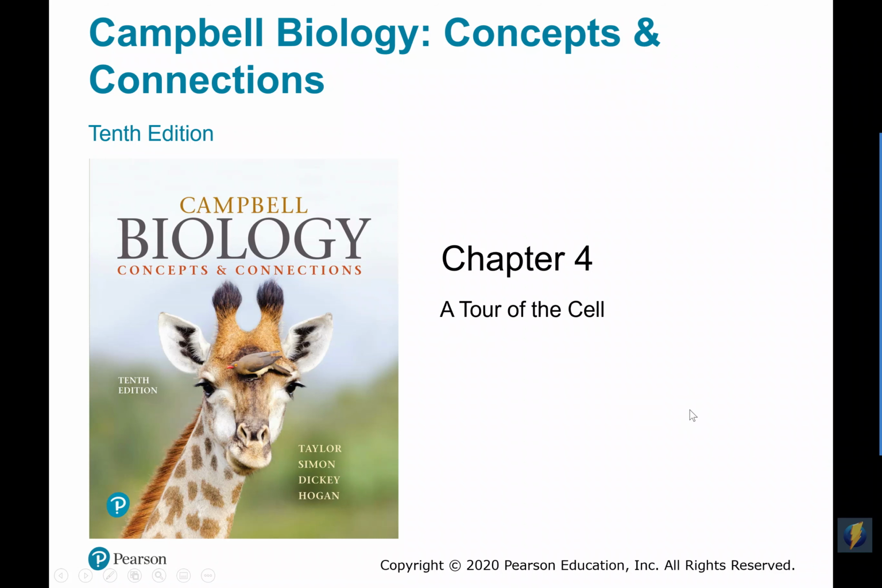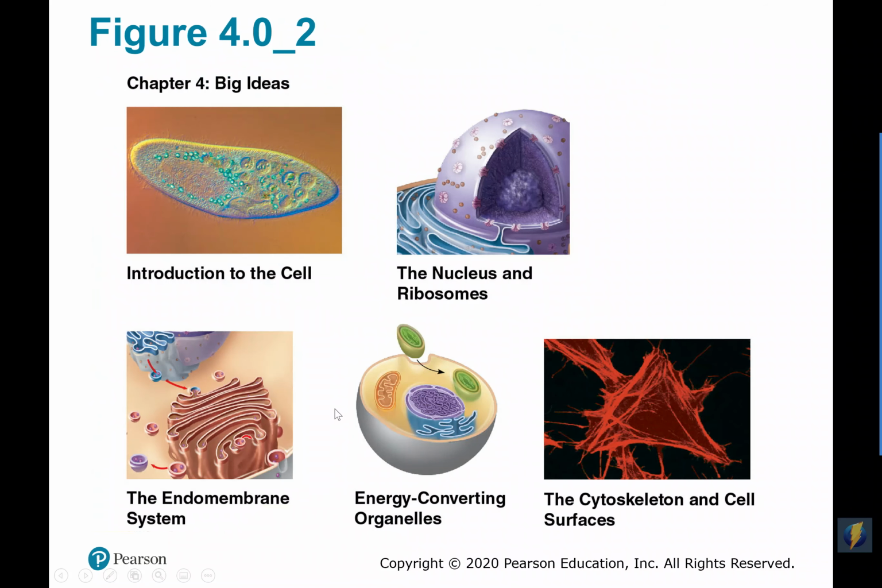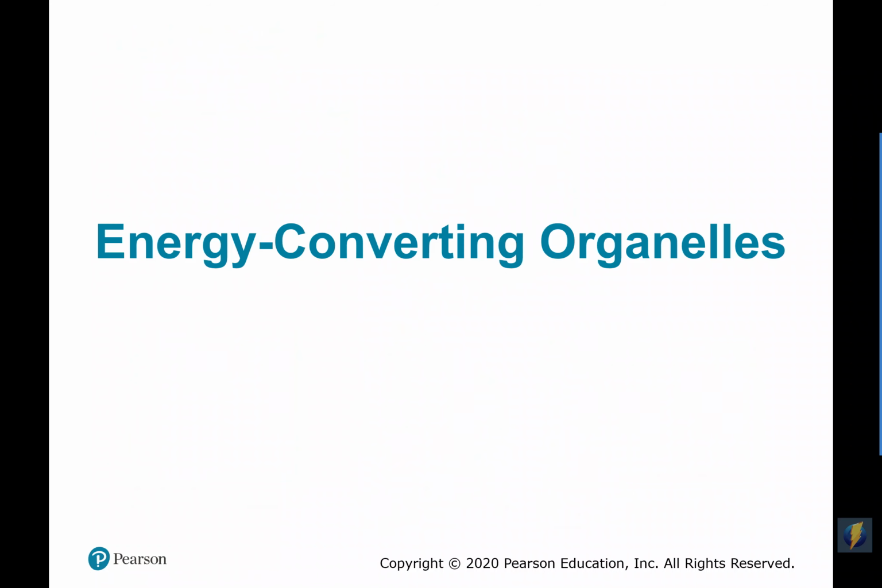Alrighty, students, welcome back to Chapter 4, which focuses on introducing you to the cell. We've covered the introduction to the cell, compared prokaryotes and eukaryotes. We've discussed the nucleus and ribosomes, and then also the endomembrane system. So this lecture is going to focus on our energy-converting organelles, and then also the cytoskeleton and cell surfaces. So let's start with the energy-converting organelles first.